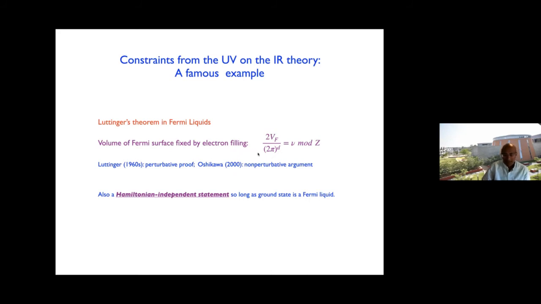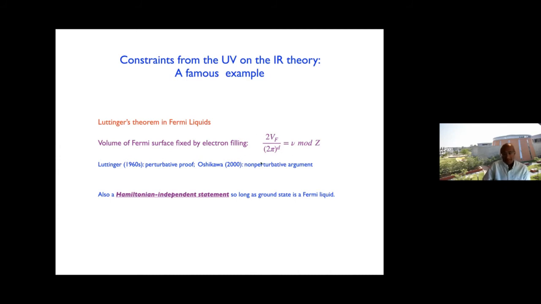And the way it's fixed is that 2 times the volume of the Fermi surface divided by (2π)^d, in other words, the volume of the Fermi surface in units of the size of the first Brillouin zone, is equal to this lattice filling ν modulo an integer.